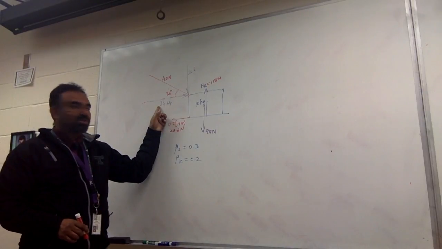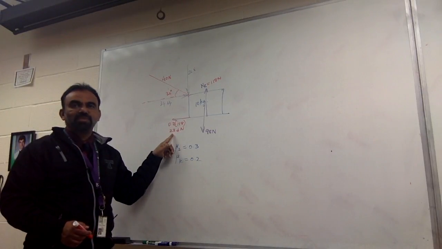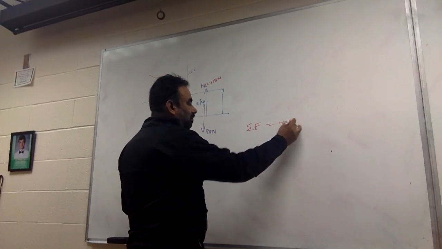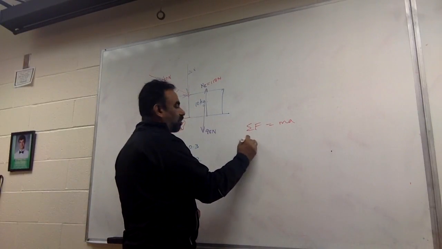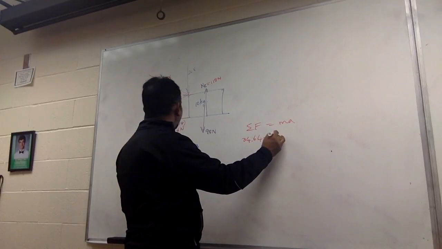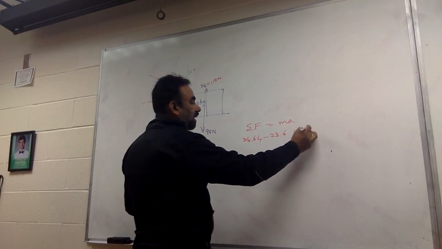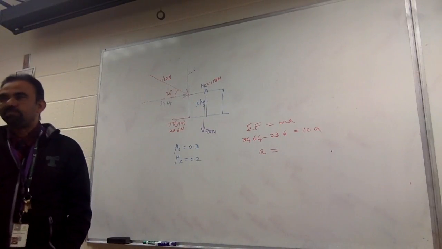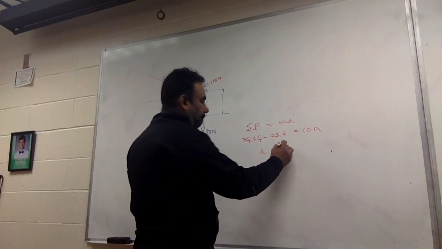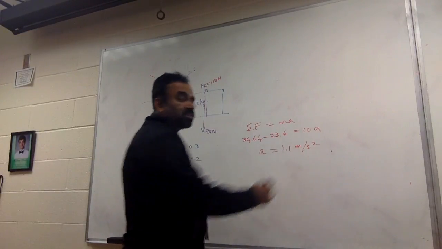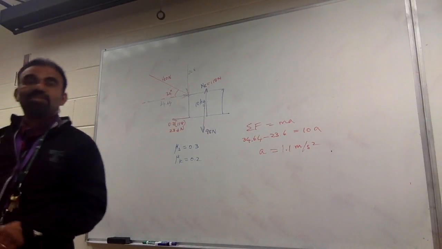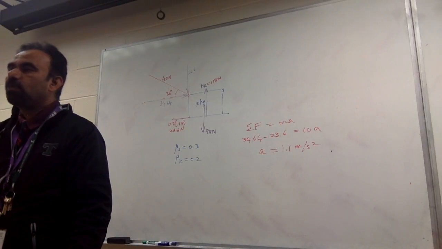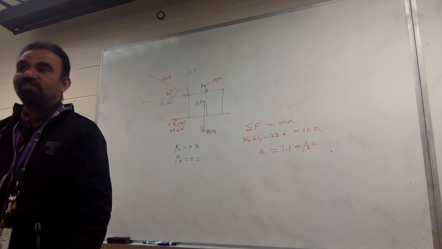Once it becomes kinetic, this is the force. Forward force, 34.64. Backward force, 23.6. Net force is not zero. So net force is equal to MA. So 34.64 minus 23.6 is equal to 10A. So what is the acceleration? 1.1 meters per second squared. You can see clearly, which was easier, pushing or pulling? Pulling. Pulling is easier than pushing.